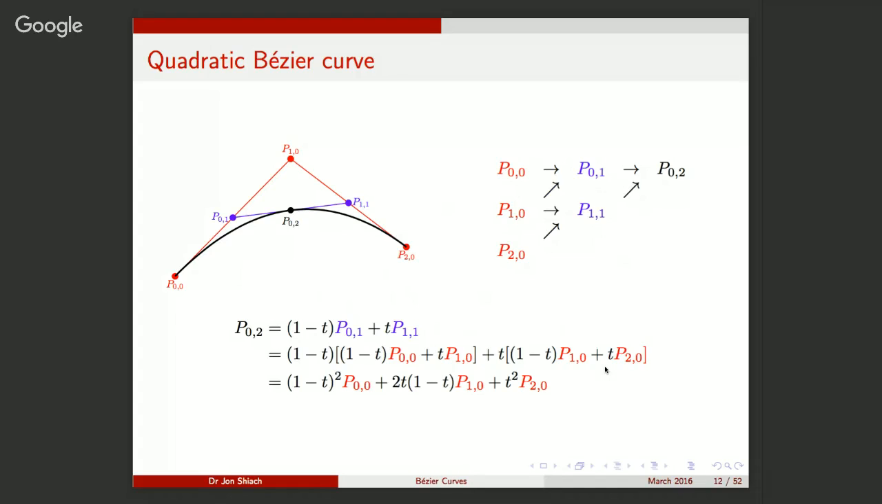If I do a bit of algebra, what we've got here, 1 minus t times 1 minus t gives us 1 minus t squared. I have 1 minus t times t, and I also have a 1 minus t times t there for the same point. That gives me 2 of them. And finally, we have t there times t there, which gives me t squared. Okay, so that's the quadratic Bezier curve.